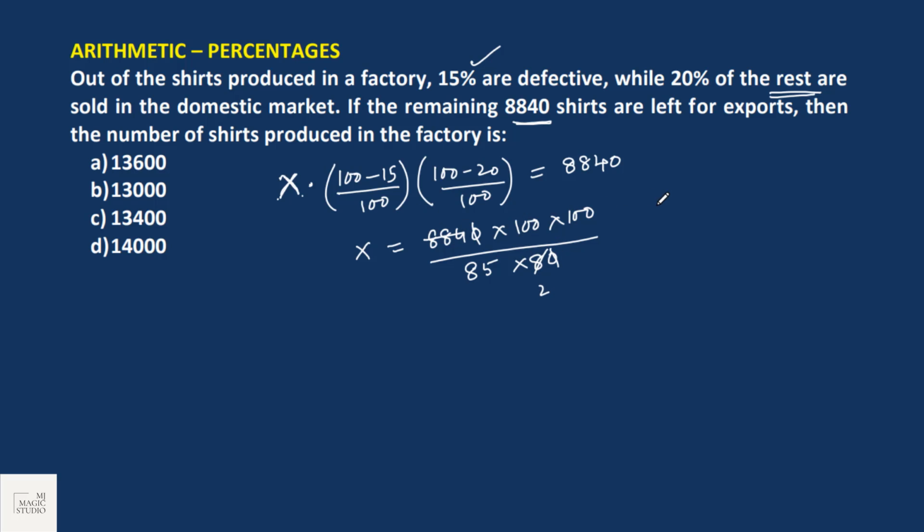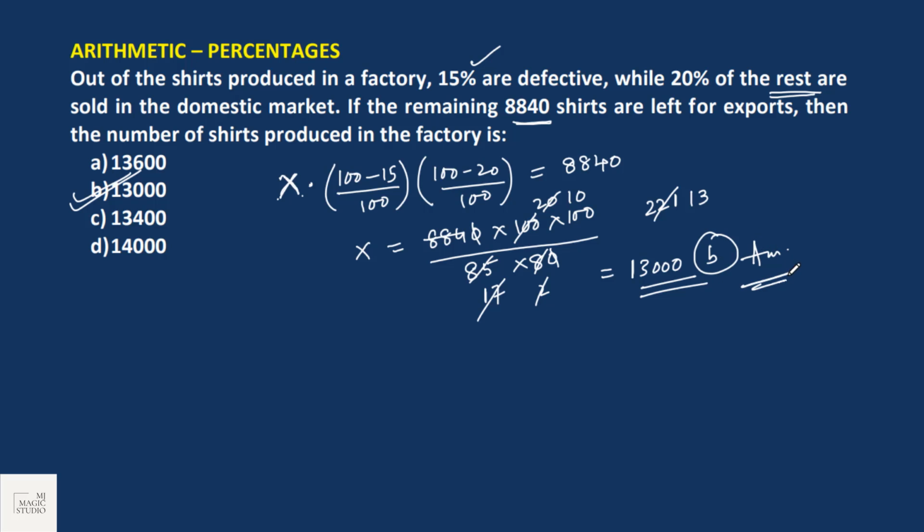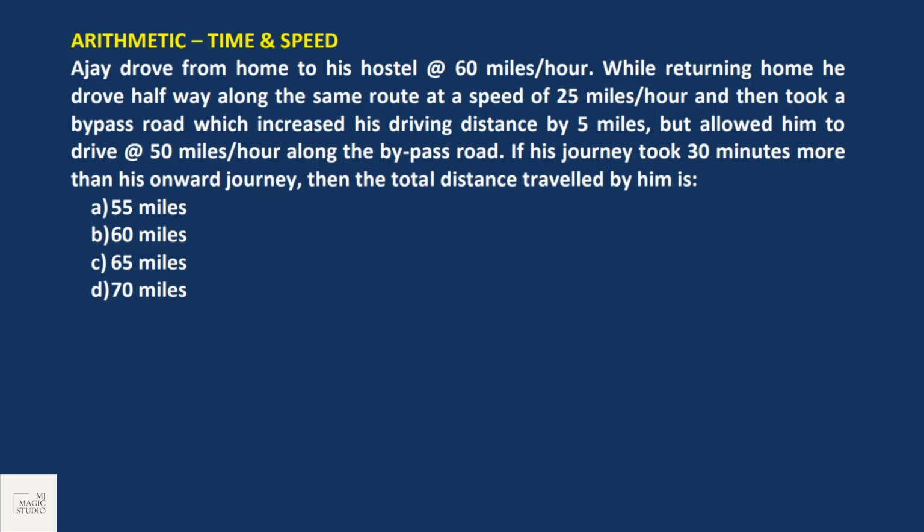Okay, 4, 2 times 4, this will be 2, 2, 1. 5, 20, 5, 17. 17, 1 and 51 is 3 times. This would be 13. And 2, 20 gone 10. 13 and 3 zeros. So the value of X is 13 and 3 zeros, that is 13,000. The number of shirts produced in the factory is 13,000. Option B is the pick.